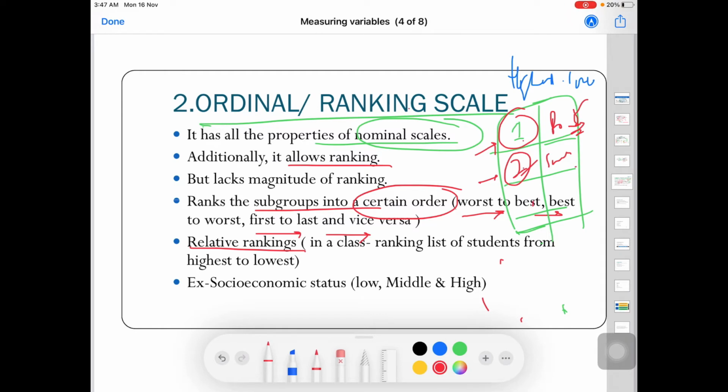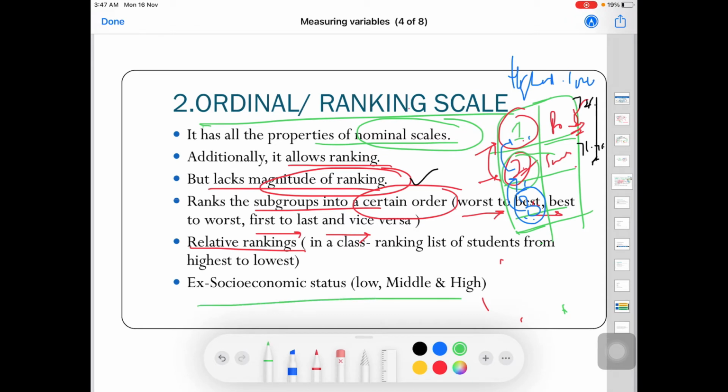So this 1, 2 has a value. It represents the order, and these are relative rankings. Sneha is second in respect to Pradeep, who is rank 1. Similarly it goes with rank 3rd, that this person is rank 3rd because of his relative ranking with rank 2 and rank 1. So this is about ordinal or ranking scale, and it lacks magnitude of ranking. It doesn't talk about any magnitude, whether the top scorer has scored 72% or this one has scored 71.4. So this doesn't talk about magnitude.